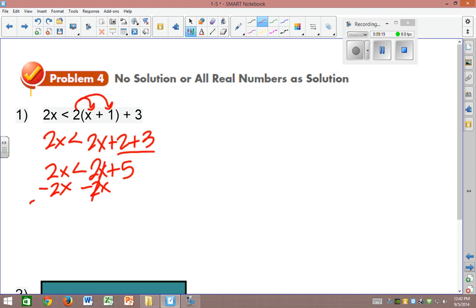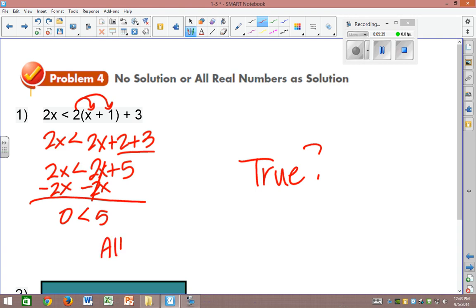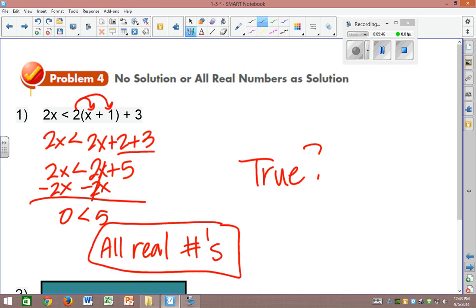Uh-oh. Wait a minute. We got 0 less than 5. There's no variable. No, and that's really important. It's not 0x. It's just 0. There are no more x's. But is that a true statement? Is 0 less than 5? Yes. So that means no matter what I put in for x, they're all going to come out true. So any number that you substitute in, you're going to come up with a true statement.